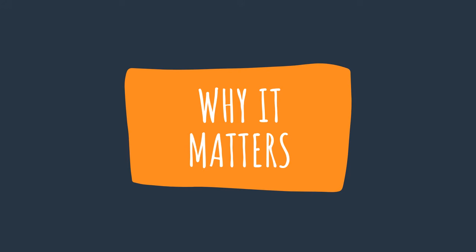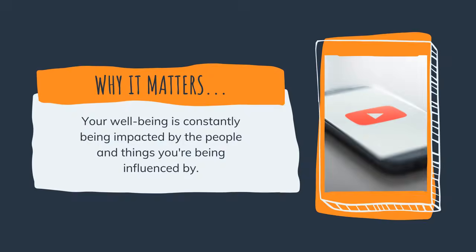So, why does this matter? Why do we need to learn how to analyze influences? Well, your well-being is constantly being impacted by the people and things you're being influenced by. Whether we recognize it or not, whether we choose to be influenced by certain things, our well-being is constantly being impacted by the people we surround ourselves with, the media we consume, the places we choose to go, and the communities we're in. Each of these things deeply impacts our well-being and our ability to live healthy lives.